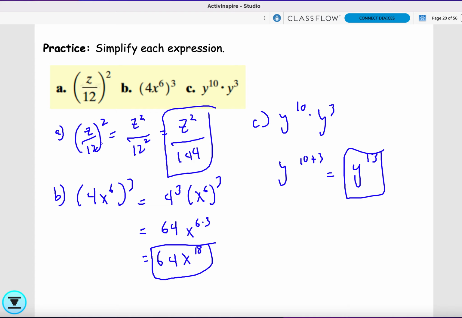Remember, quotient rule, power goes to the top and bottom. Power over power rule, multiply exponents. Product rule, add the exponents.